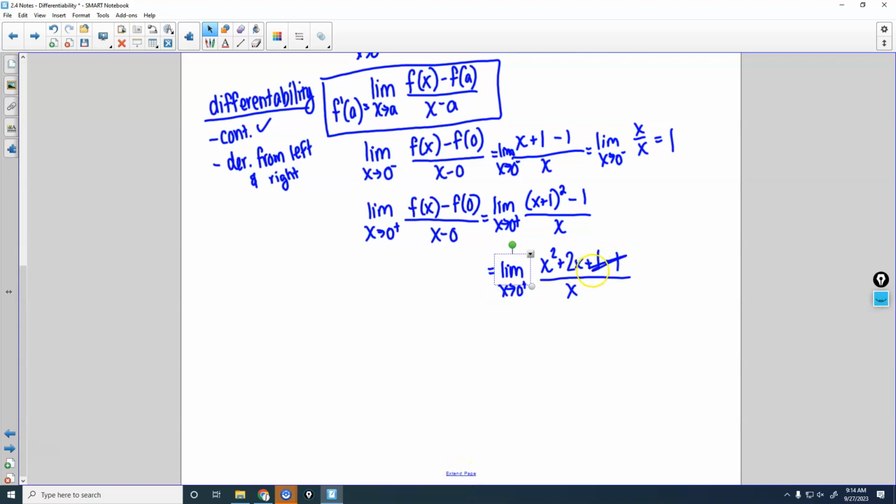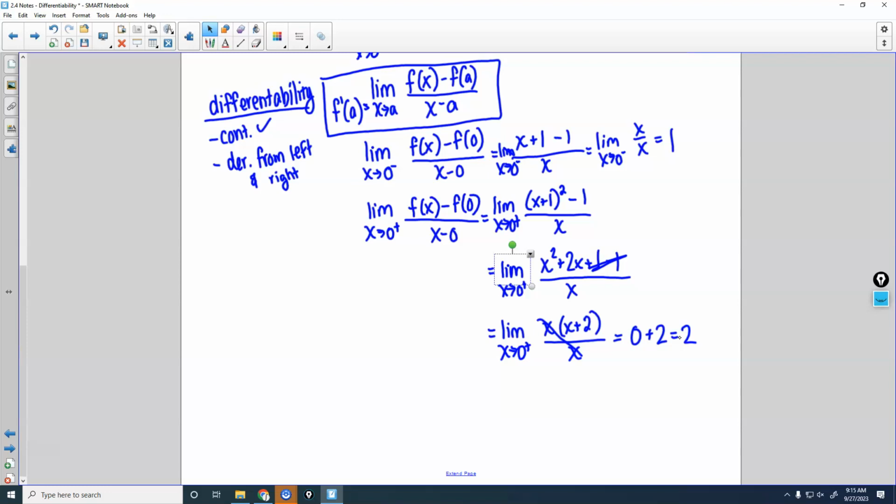And then these 1's cancel each other out here. So is it all right with you guys if I go ahead and factor x out of that numerator? That greatest common factor, so I'll have x times x plus 2 in the top. I'll have an x in the bottom. My x's will cancel. I will get 0 plus 2, which gives me 2.